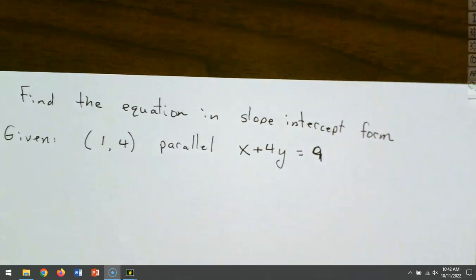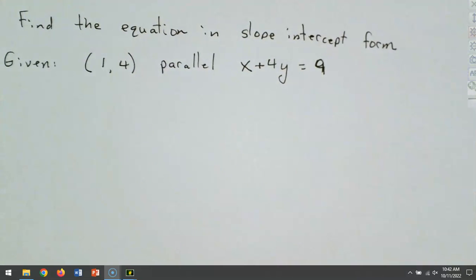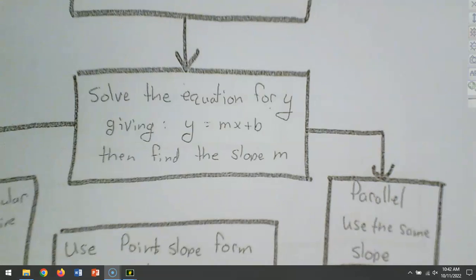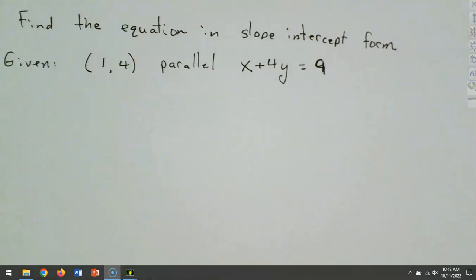Now, what's the difference between the parallel and the perpendicular definitions? Okay, parallel, we don't have to change the slope at all. Right? We keep it the exact same. Perpendicular, we would have to flip it over and change the sign. So what do we have to do no matter what? First thing, use your flow chart. Solve it for y. That's it.